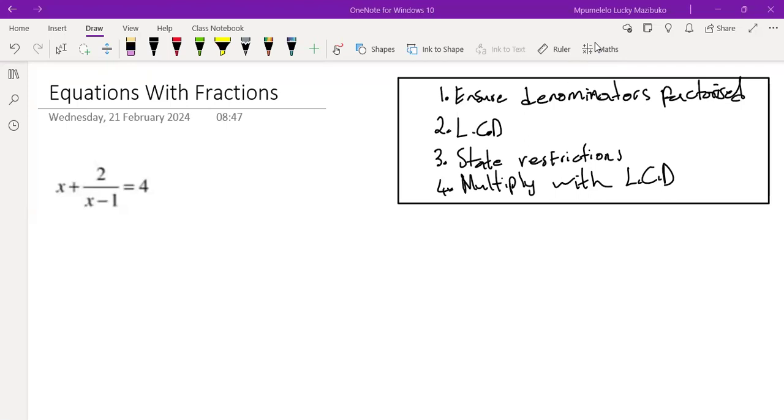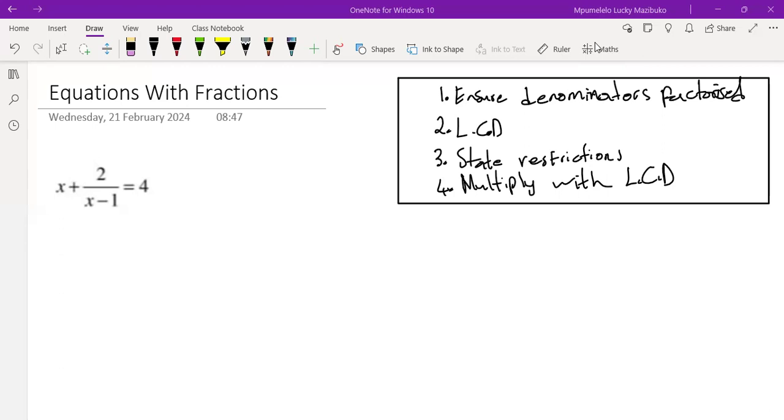The third one is to state your restrictions such that no denominator will be zero. So it's the values of X or Y or whatever unknown that will basically make your denominator zero and your equation will be undefined. And last but not least is to multiply it throughout with your LCD and start solving for X to turn it into a linear form.